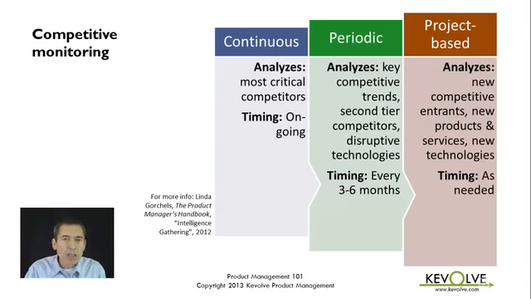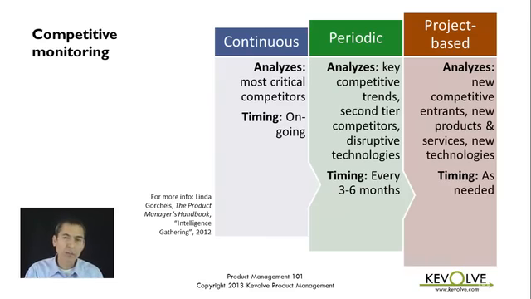In terms of ongoing competitive monitoring and management, you need to think about this in three different buckets. There's a continuous activity that you do as a product manager to keep track of your competitors. This is the continuous part. If they come out with a new product or you hear about a new technology that they're developing, that's just stuff you need to monitor on a day-to-day basis.